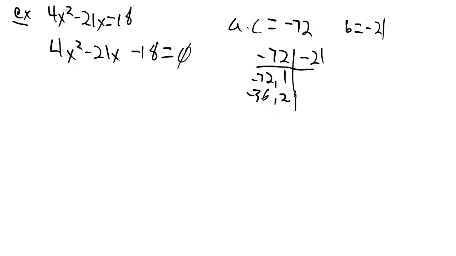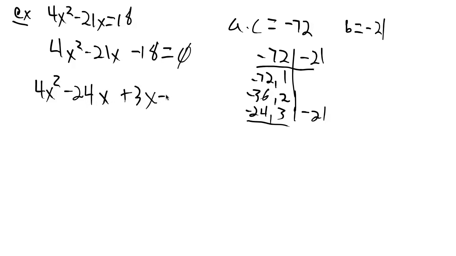So let's try dividing by 3. Divide 72 by 3, we get negative 24. We get 3. Negative 24 plus 3 adds up to negative 21. So that's what we're going to use. We're going to rewrite this as 4x squared minus 24x plus 3x minus 18 is equal to 0. Put those into parentheses and factor out.